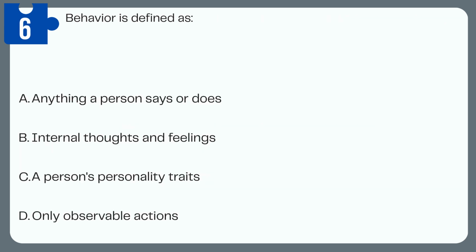Question 6. Behavior is defined as: A. Anything a person says or does. B. Internal thoughts and feelings. C. A person's personality traits. D. Only observable actions.